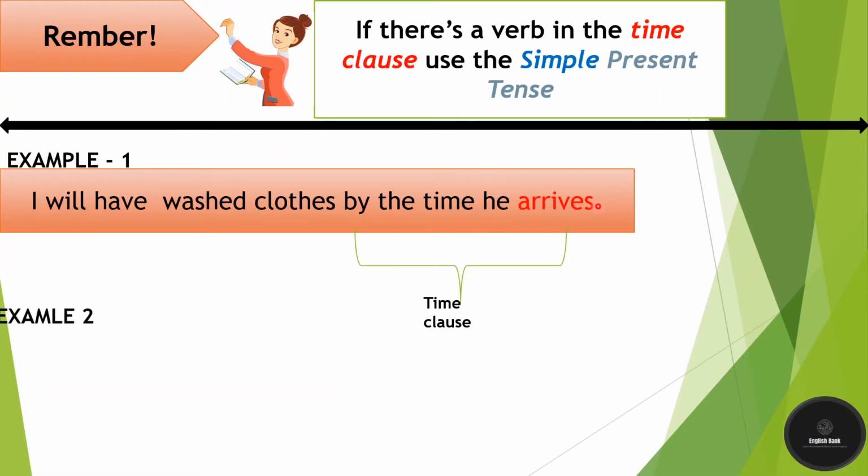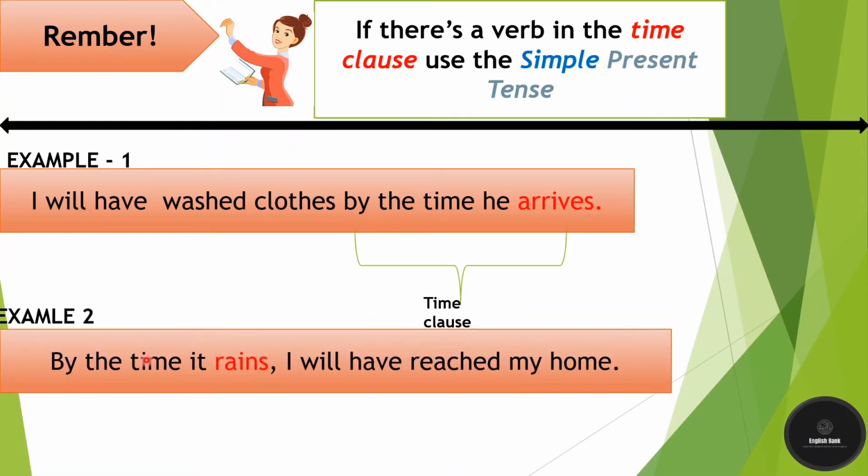Now look at example 2. By the time it rains, I will have reached my home. By the time it rains is the time clause. We use the simple present verb rains.